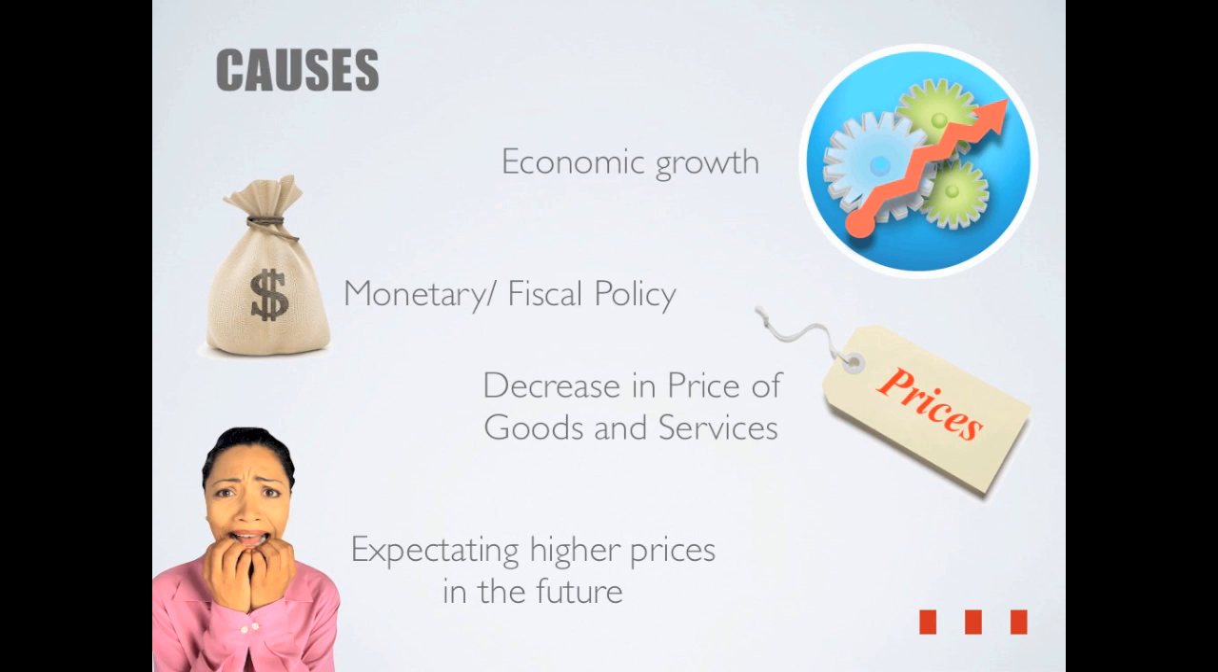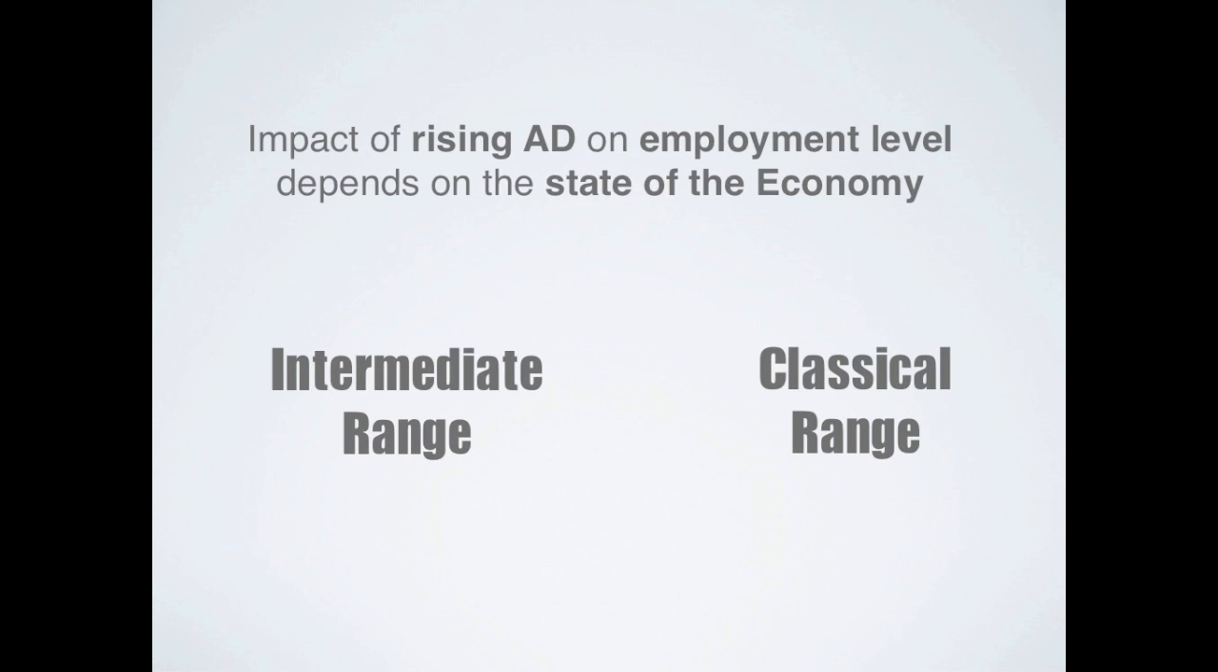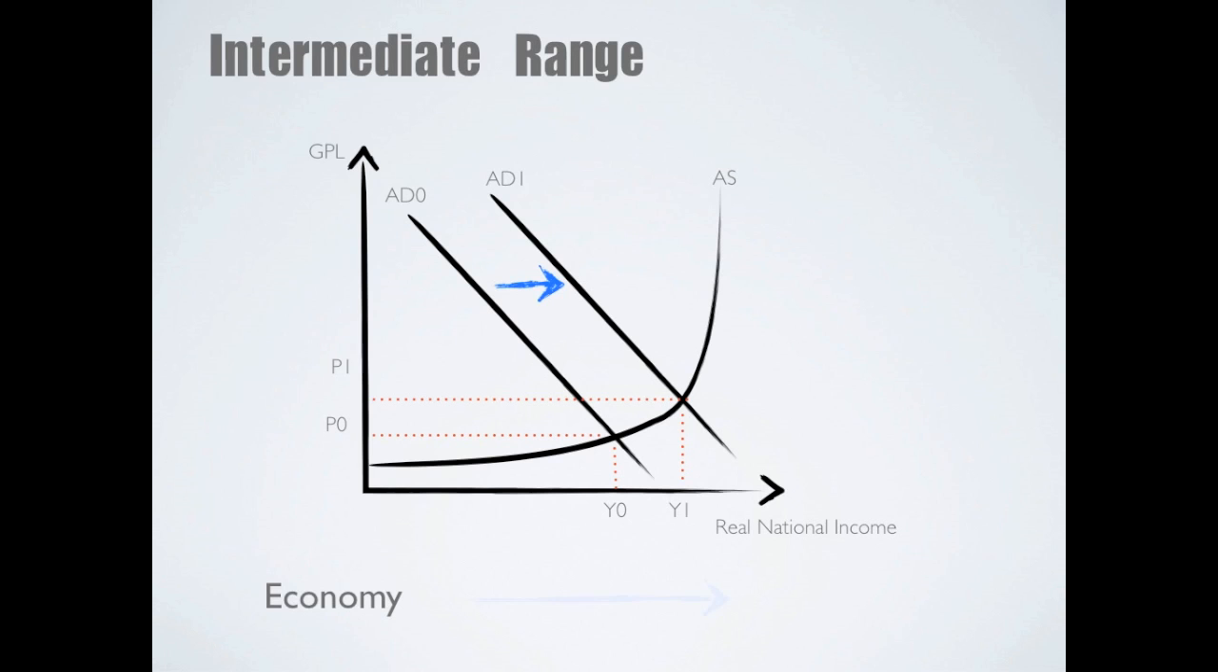But how AD will affect the employment level will depend on the state of the economy, whether it's in the intermediate range or classical range. The economy is in the intermediate range when it hasn't reached its full capacity, which means the resources are still available and the pool of labor is readily available too. And in this case, an increase in AD will lead to an increase in employment level.